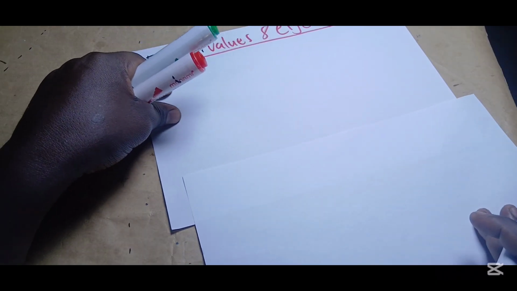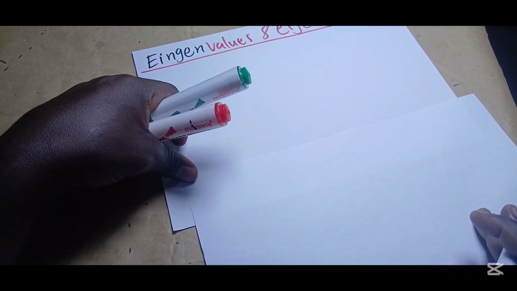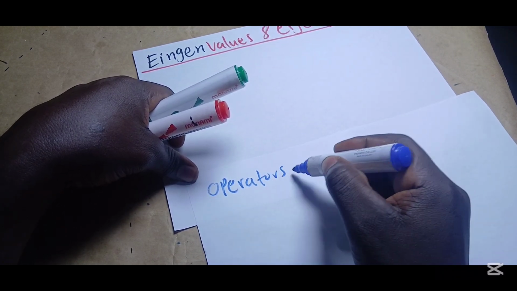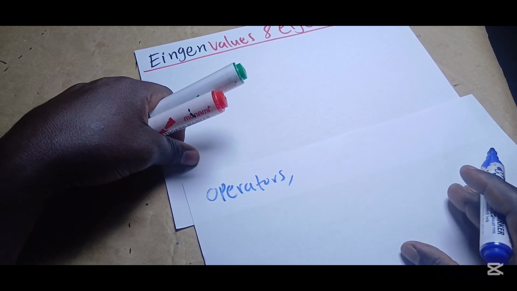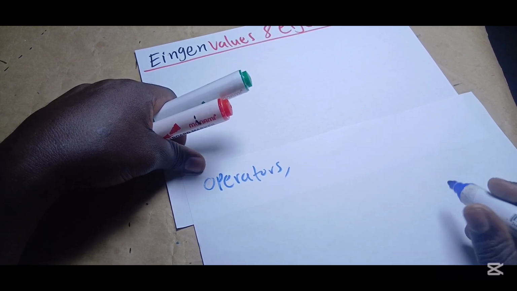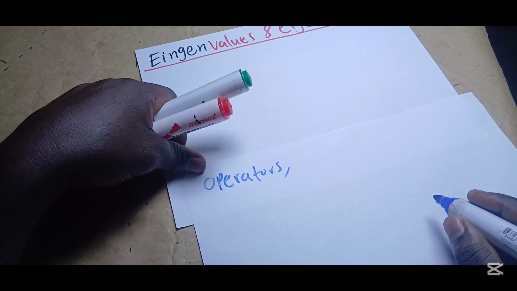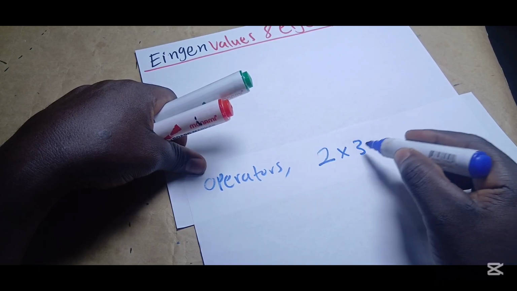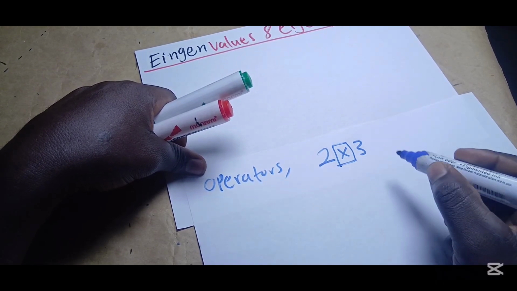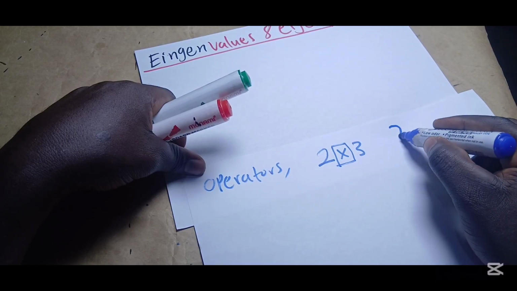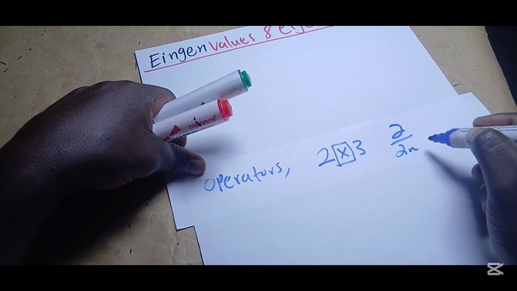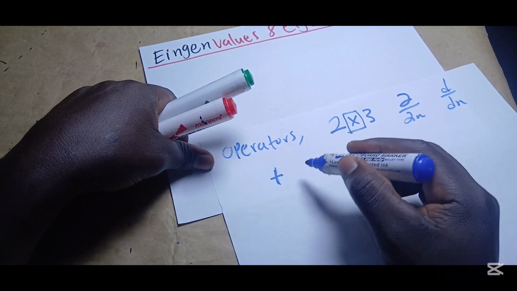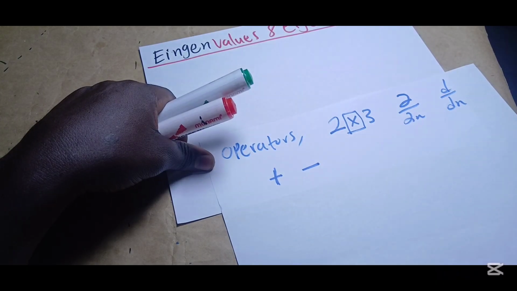Before we continue, let's look at what operators and observables are. Operators in mathematics: an operator is anything that is telling you to do something. For example, if we have 2 multiplied by 3, our operator here is the multiplication sign. Examples of operators are the partial derivative sign, addition, subtraction. All of these are operators.